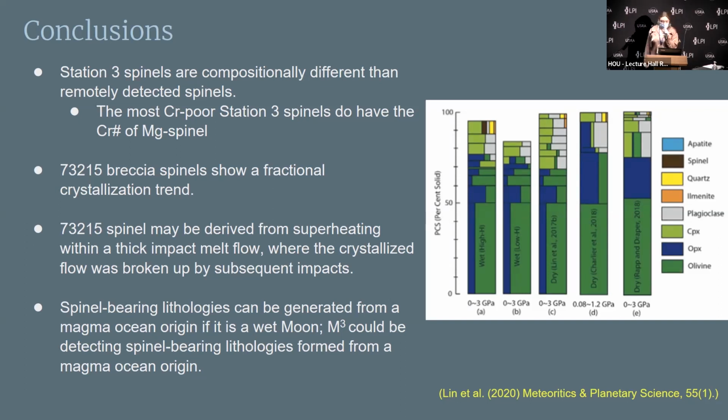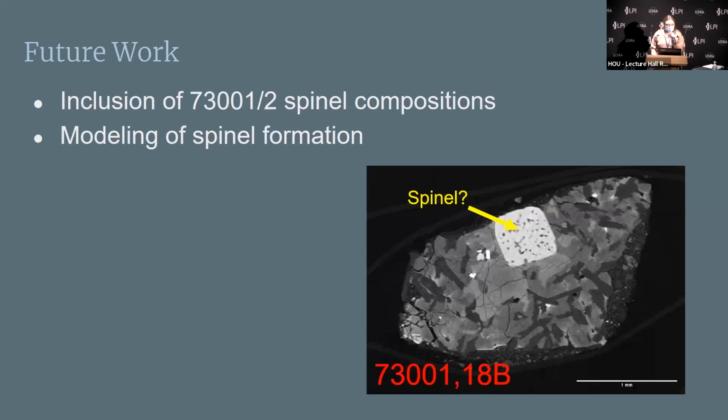And then really quick, I just wanted to mention future work. I intend to look at 73001 and 73002 spinel compositions and model the spinel formation. I'm particularly interested in 73001 subsample 18B because it has this large bright phase that could potentially be spinel.